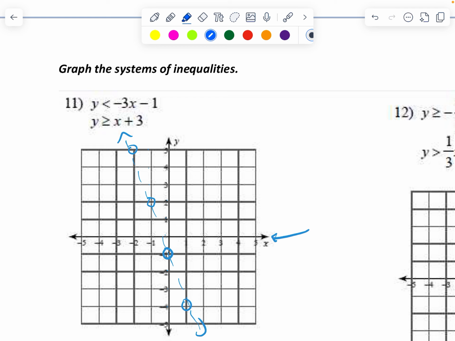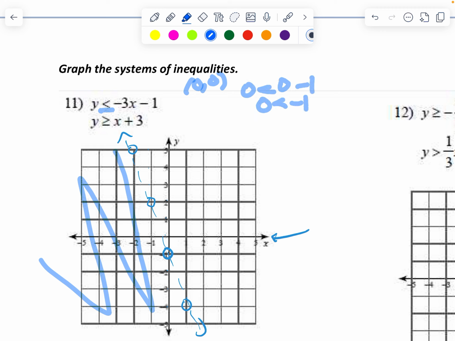And I'm going to go, it says less than, so it's below that. Now, I could have taken a point like 0, 0. 0 is less than negative 1. Is 0 less than negative 1? It's not. So this right here would not have been a point.